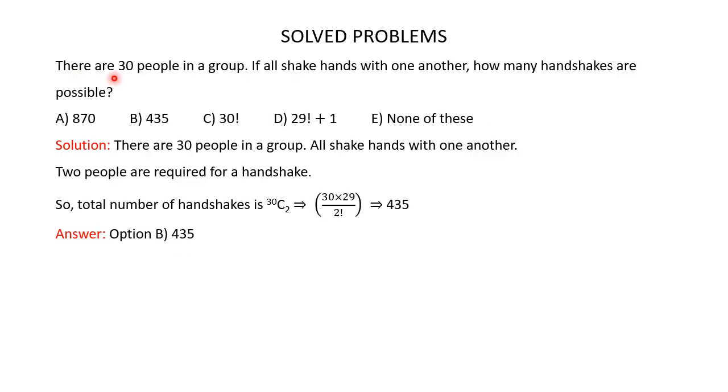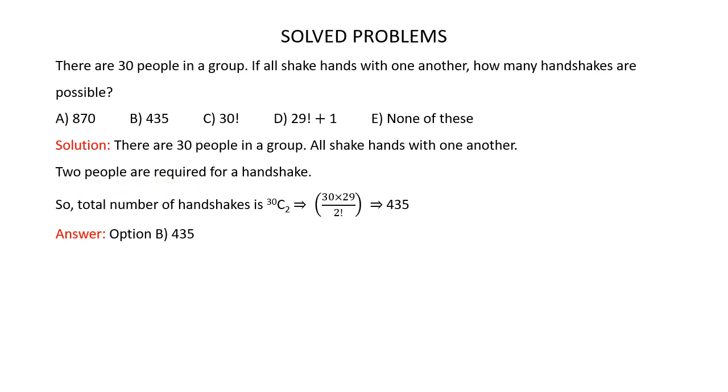There are 30 people in a group. If all shake hands with one another, how many handshakes are possible? Here you are given 5 options and you have to find out which of these options is the correct one. So it's given that there are 30 people in a group and all shake hands with one another. Now you know that 2 people are required for a handshake.